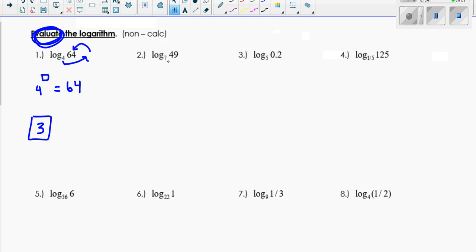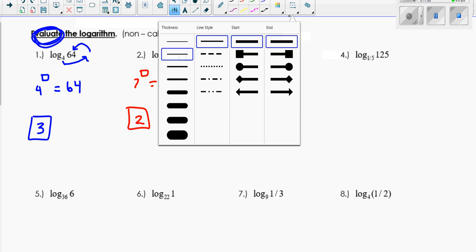Log base 7 of 49. So I would rewrite this and say, okay, he's on the ground. He swings up to something that we don't know. He swings back down to the ground, and that's equal to 49. So 7 to the what power is 49? 2. So log base 7 of 49 is the same thing as 2. Okay? All right, next one.